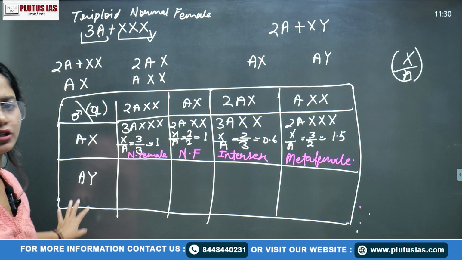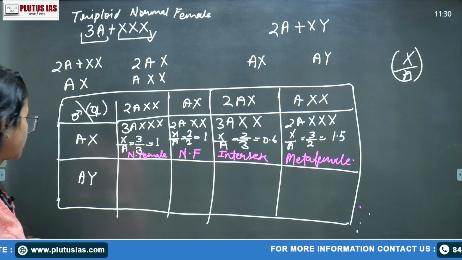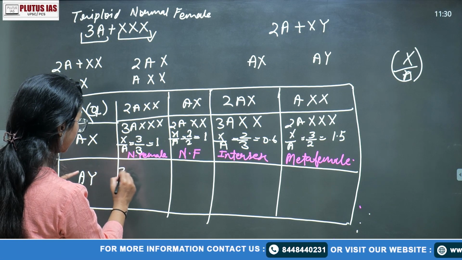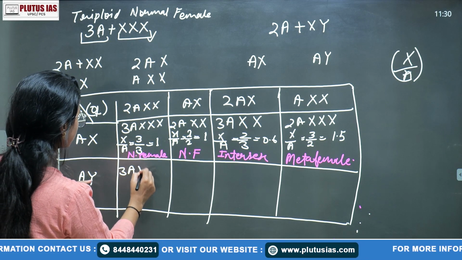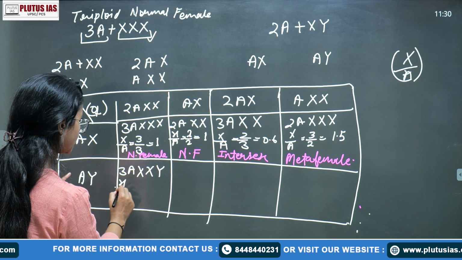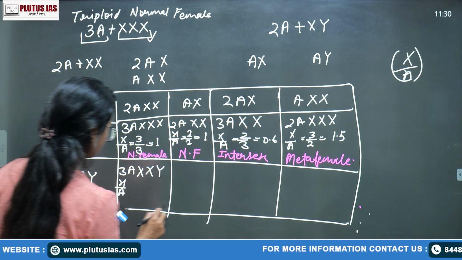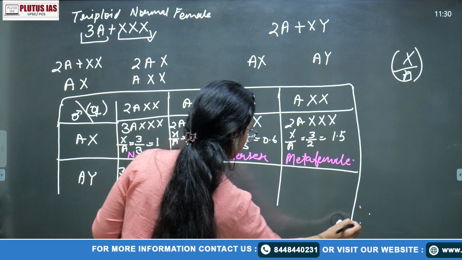Again come here. We do not even care about the Y chromosome, because in the gene balance theory we are only talking about that X to A ratio. Okay, so from here 3A XY. So here the X upon A ratio will be, just a minute, give me one minute. I need to do a little bit.